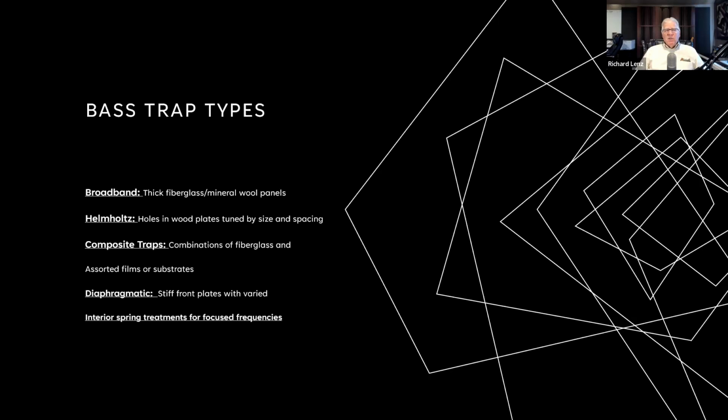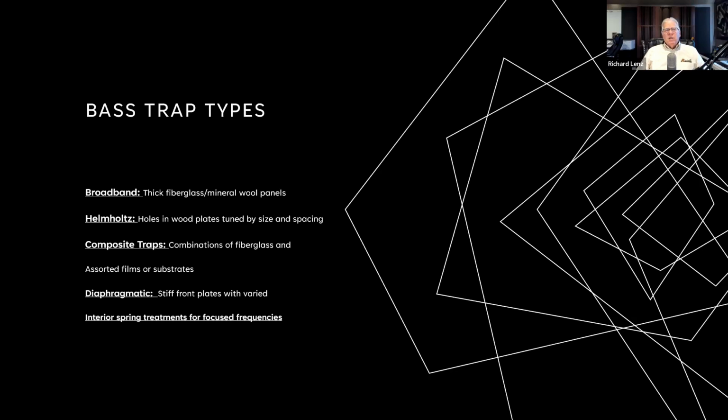Helmholtz. This is a possibility to be used for Helmholtz as well, because for those who don't know what Helmholtz is, it's holes typically in wood plates tuned by size and spacing. It's a theory that's been around for literally hundreds of years, and was used by the Romans back in the day. So that's a whole other animal. Composite traps. This probably can't be used for those either, although potentially the low frequency performance of a composite could technically be used. These are typically fiberglass or mineral wool with assorted films and substrates in between them to, again, extend low frequency response.